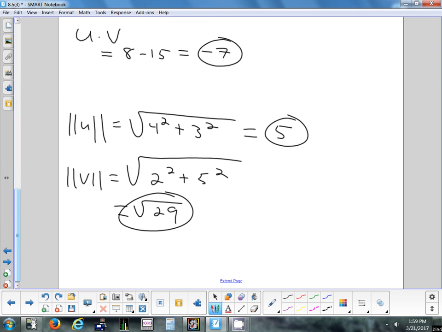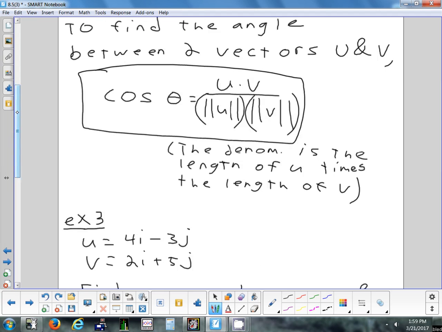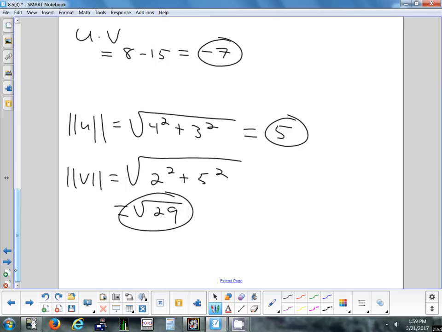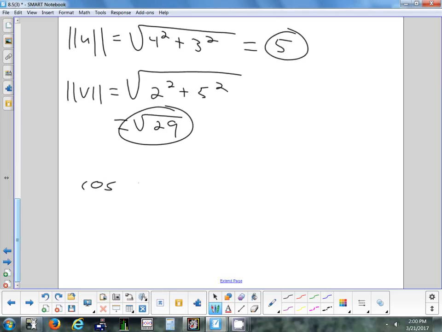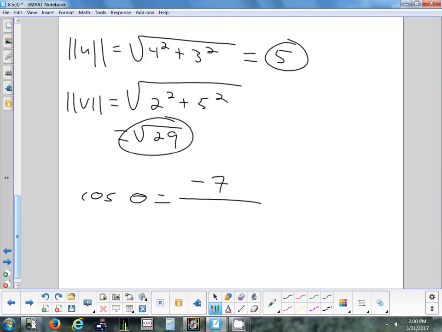Now, the three things I circled, plug them into that formula and solve it, and then you will know the angle. So cosine of our angle equals, what goes on the top? Negative 7. The dot product, yep. And what goes on the bottom? 5 times the square root of 29.